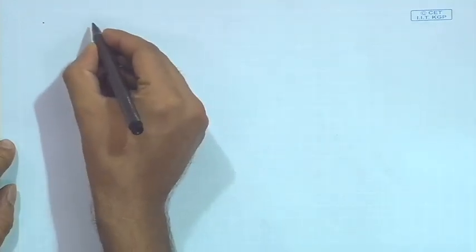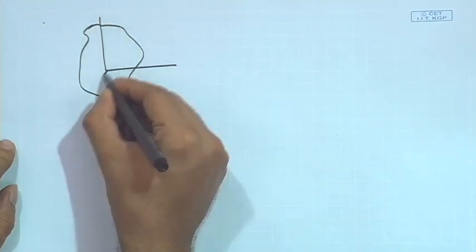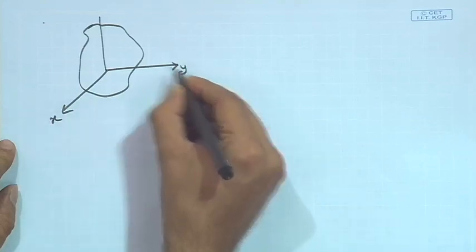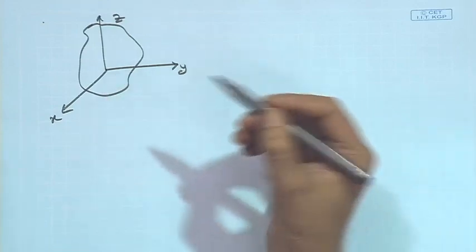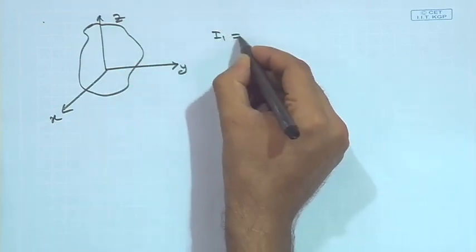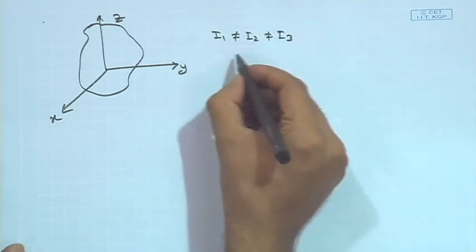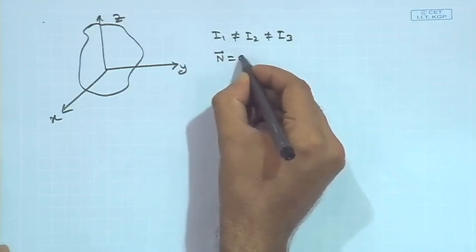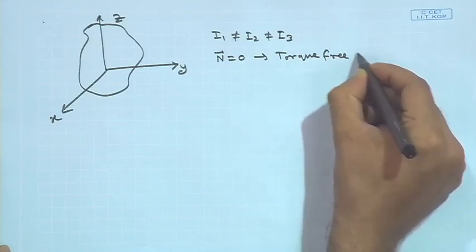Okay. Let us look at the asymmetric top. So, we have a system which has an arbitrary shape, let us say. Okay. So, we have x, y and z. Now, for this system we have I1 not equal to I2 not equal to I3, and let us look at the torque free motion, that means N equal to 0 for this system, which is equivalent to saying torque free motion.